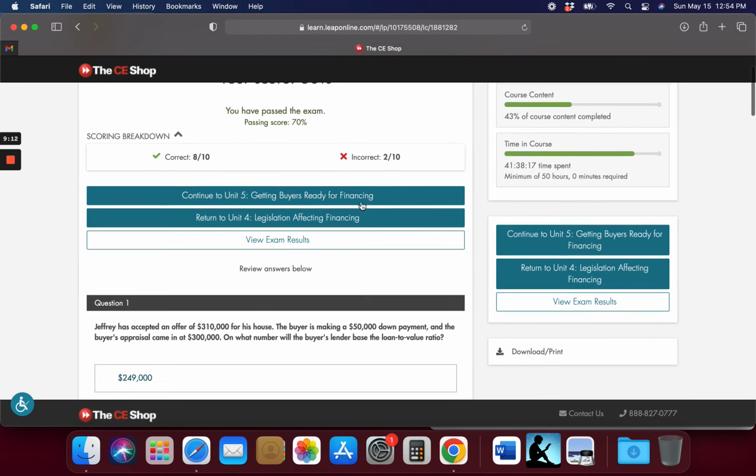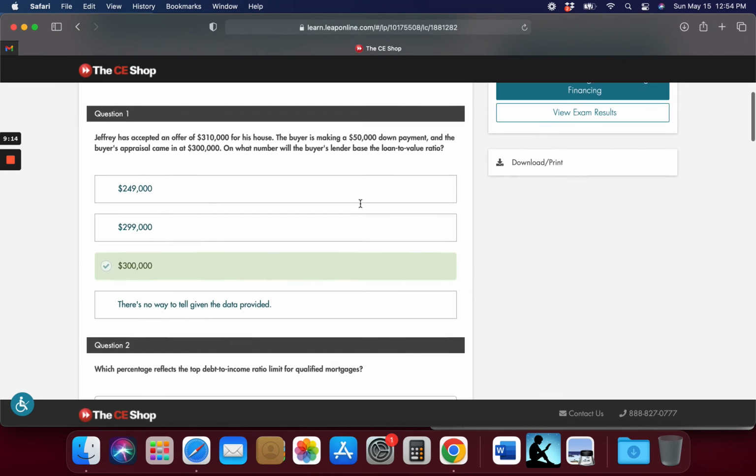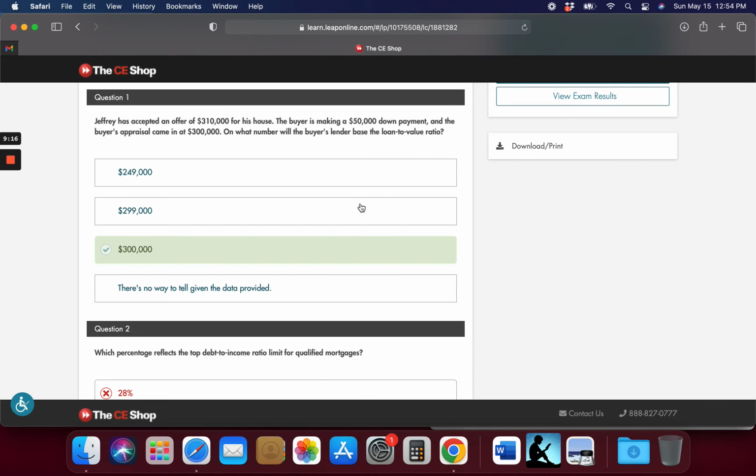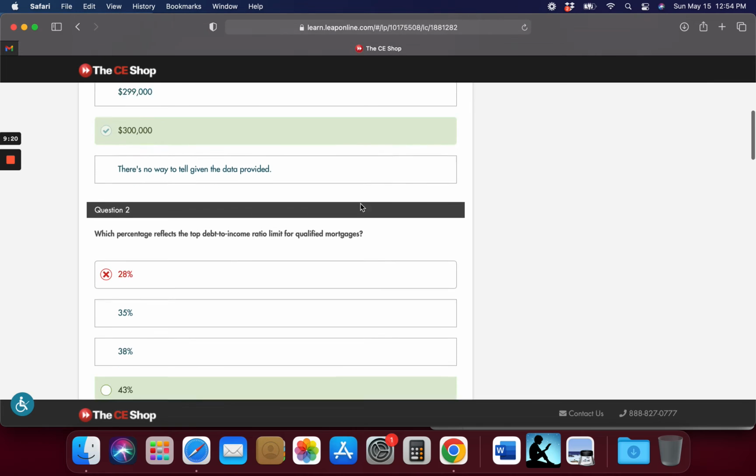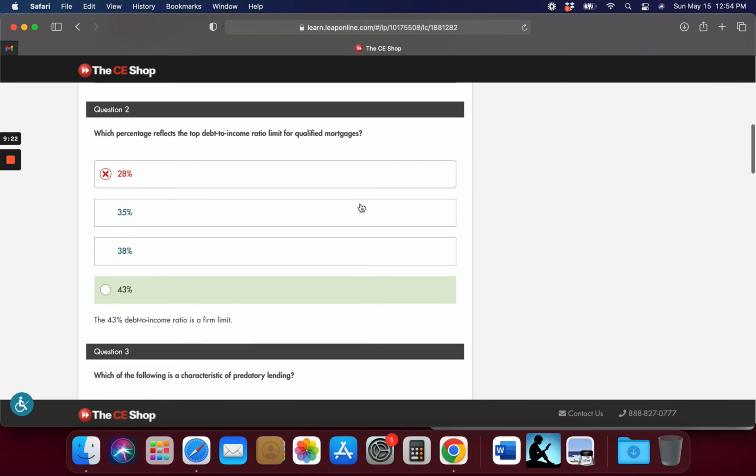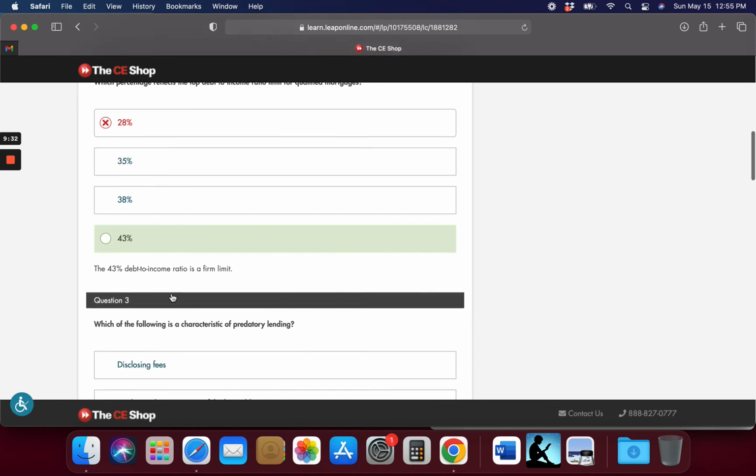All right, we got 2 wrong. We did pass, so that's good news. I won't have to take it again. If you need to do any screenshot, here's your chance. Okay, so this one was 43%. I do know most people suggest 28%. 43 is pretty high, but I guess lenders are going for 43.